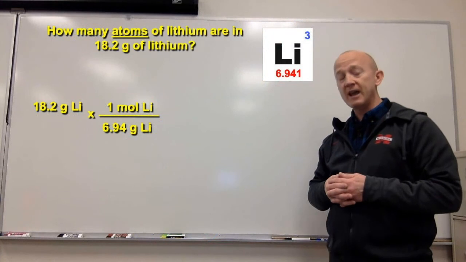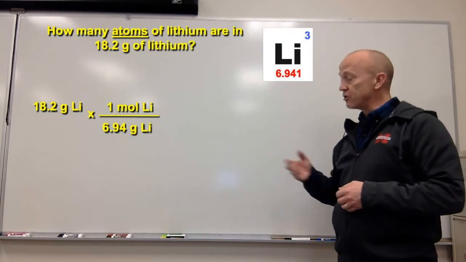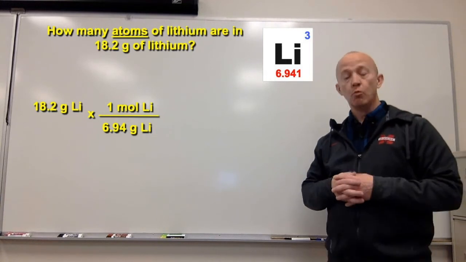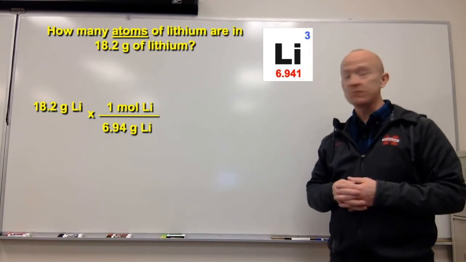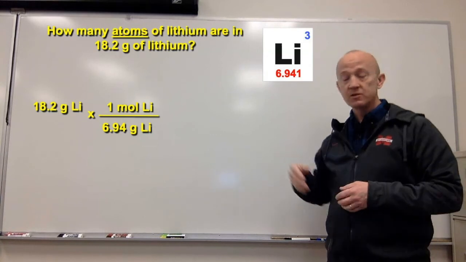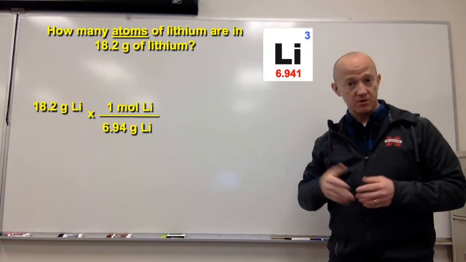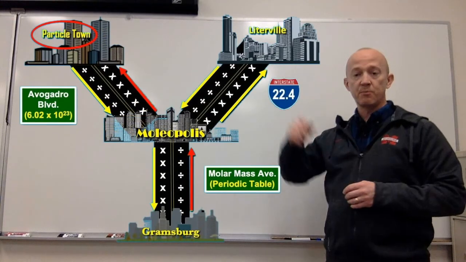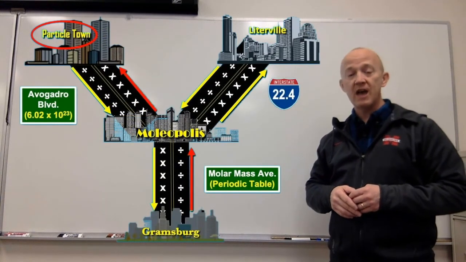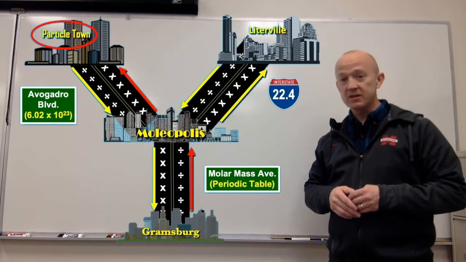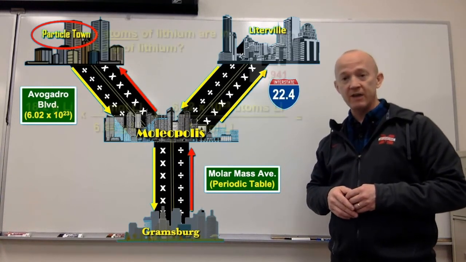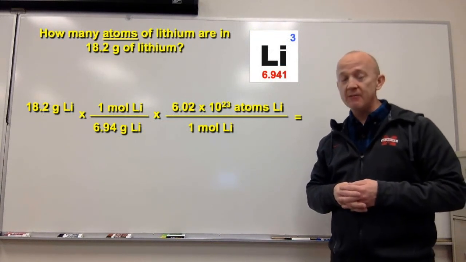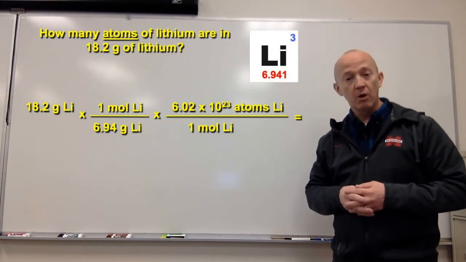I start with my 18.2 grams, and my first conversion factor will take into account the molar mass of lithium. 1 mole of lithium equals 6.94 grams of lithium. So essentially, I'm dividing by the molar mass, aren't I? That's my first calculation. The second calculation, going from moles to particles, means that I'll use Avogadro's number. In this case, I'll multiply by Avogadro's number. In other words, 6.02 times 10 to the 23rd atoms of lithium will be found in 1 mole of lithium.